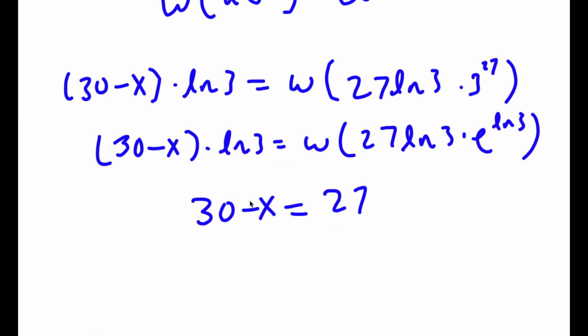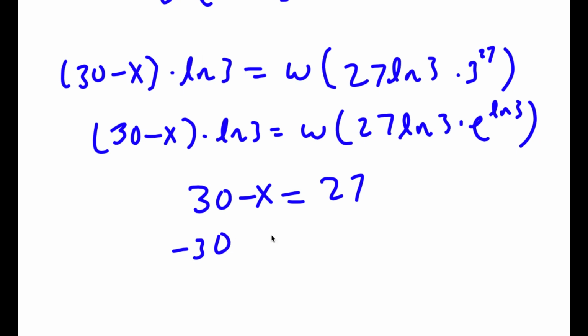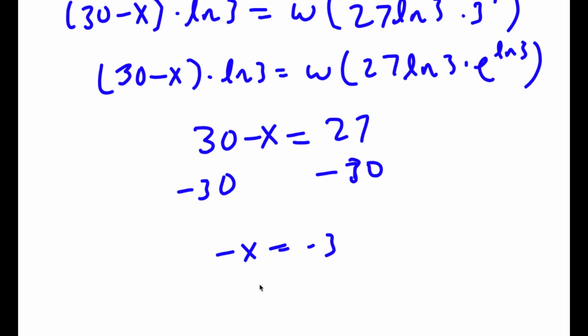So now I have a simple equation. All I have to do is subtract 30 on both sides. So I get negative x is equal to negative 3, meaning x is equal to 3. So this is my answer.